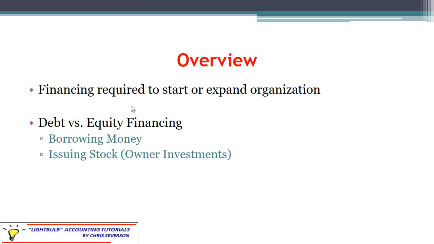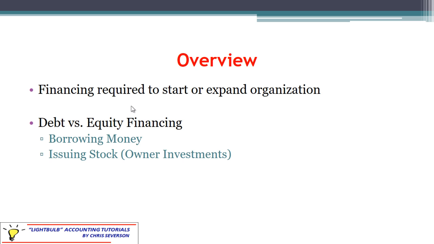So just as an overview, when a company decides to start up operations or expand, they have to obtain financing from one source or another. Certainly they can invest their own money. Some companies decide to go borrow money, and some companies decide to issue stock to get other owners to share their investments in the company.